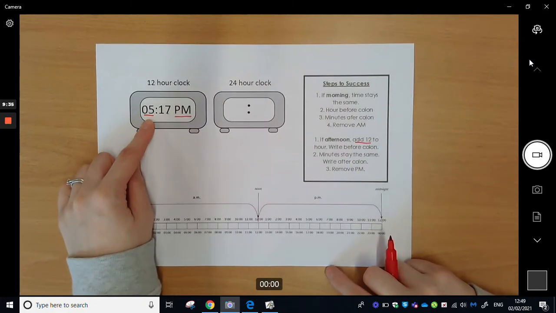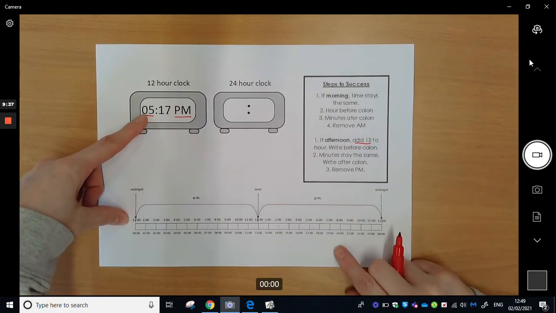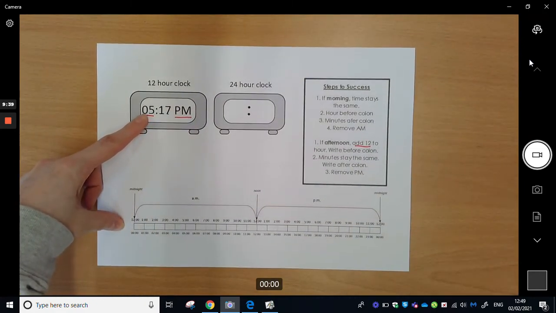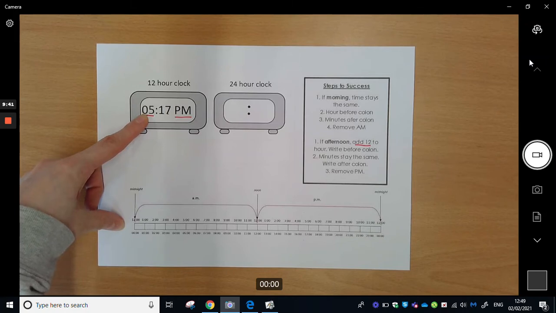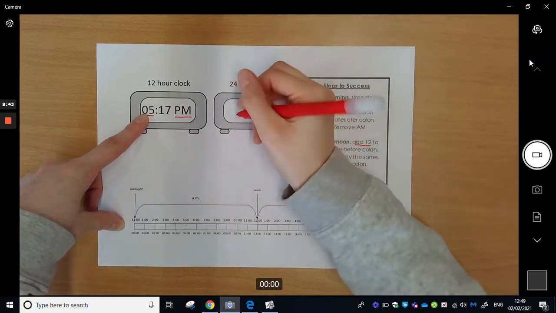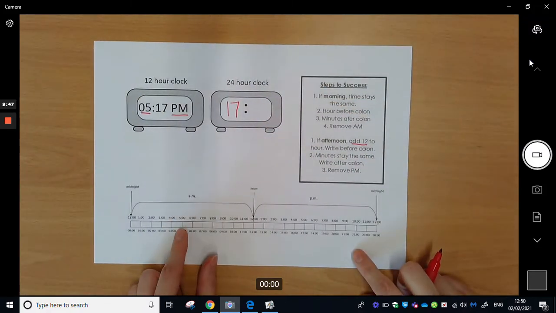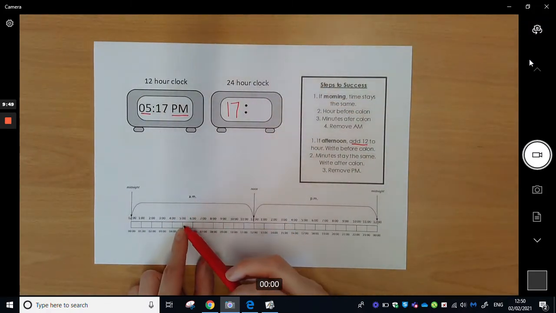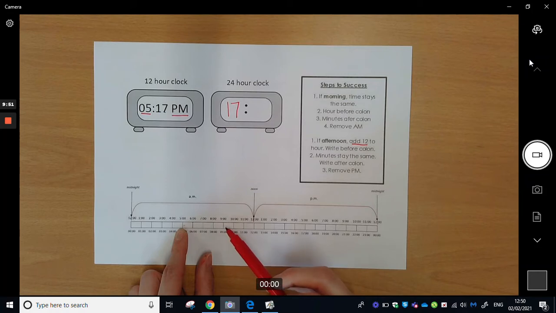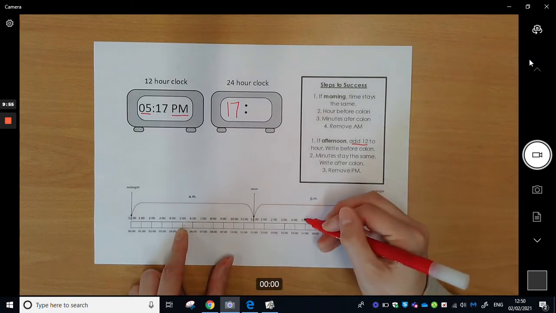So I need to do 5 add 12. So 5 add 12 in your head. 5 add 12 is 17. So let's just check counting on from my AM. So 5, I'm going to add on 12. 1, 2, 3, 4, 5, 6, 7, 8, 9, 10, 11, 12. Fantastic.